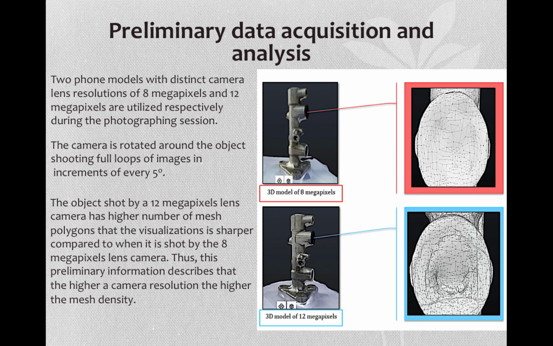The object shot with the 12 megapixel lens camera has a higher number of mesh polygons compared to the 8 megapixel lens camera. Thus, this preliminary information describes that the higher the camera resolution, the higher the mesh density. However, higher resolution images use longer processing time, and in future, it may require much more RAM for smoother processing.